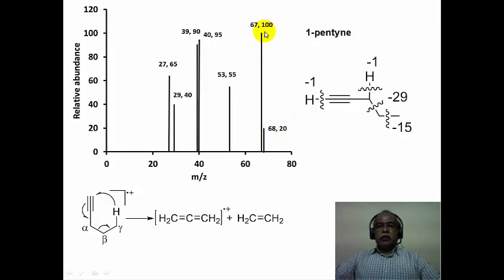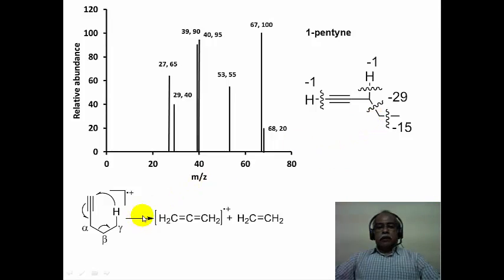So the base peak, the 100% abundant peak, is due to the loss of a hydrogen atom either from this position or from this position. Then comes the loss of the methyl group, corresponding to 15, and the loss corresponding to 29. For example, if you subtract 29 from this one, essentially you will get the fragmented ion somewhere in this particular region.